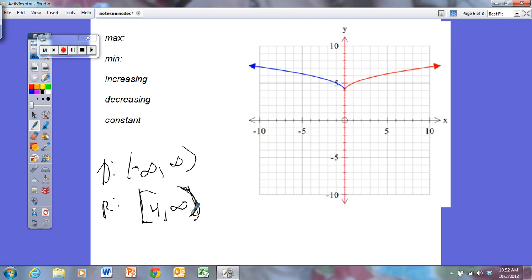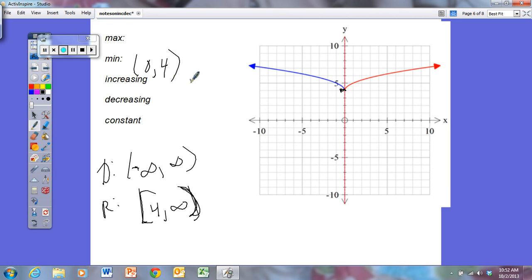Okay. There is no max because it's only getting bigger and bigger and bigger and bigger. I'm not even sure you would call this a min necessarily. I guess it is because it's the smallest value. There's no value in this whole function smaller than this value. So the min is (0, 4).